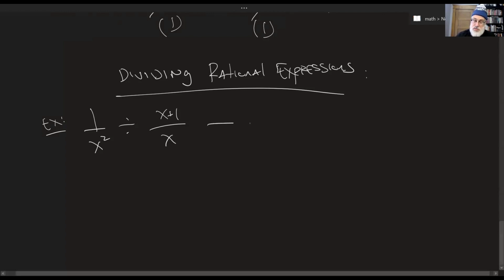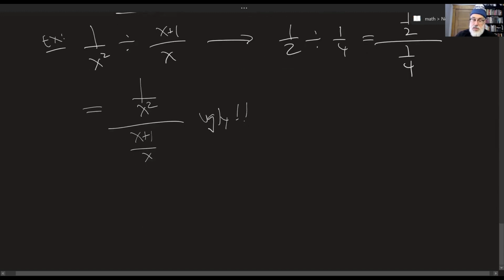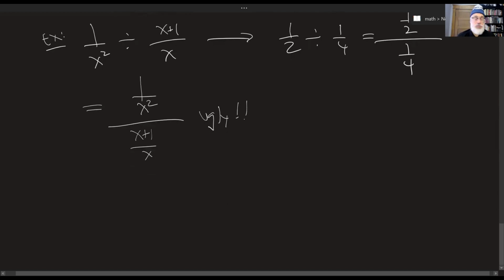If I wrote this as a fraction, meaning if I have 1/2 divided by 1/4, I can write that as a division of fractions. Most people don't like to do that, and there's a reason. It's ugly. So this guy is 1 over x squared divided by x plus 1 divided by x. So this is ugly. And honestly, it's more difficult to handle. So there's a rule.